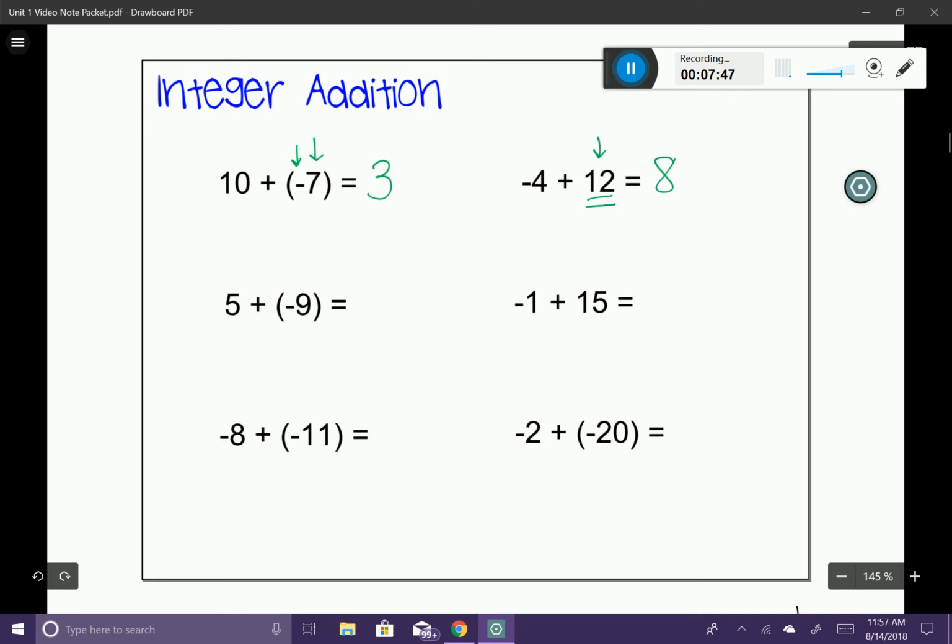5 plus -9. So, I have 5, and I'm going to be moving in the negative direction 9 spaces. So if I move down 9 spaces, that will take me down to -4.